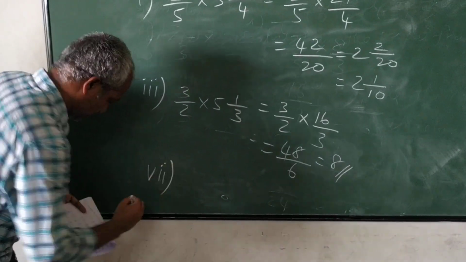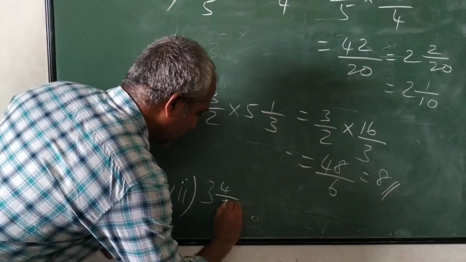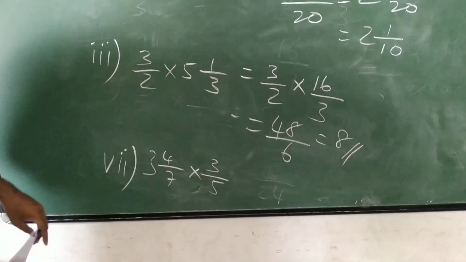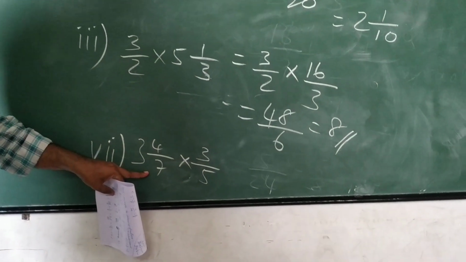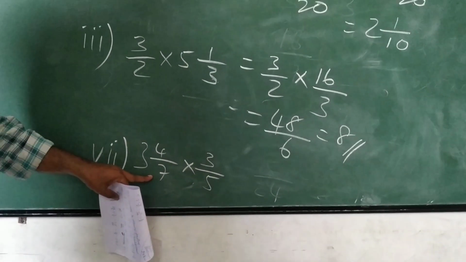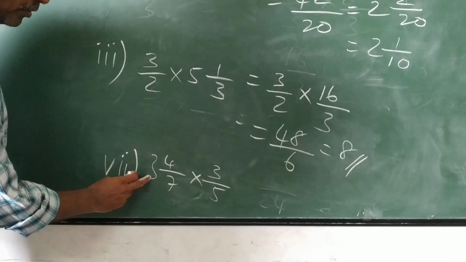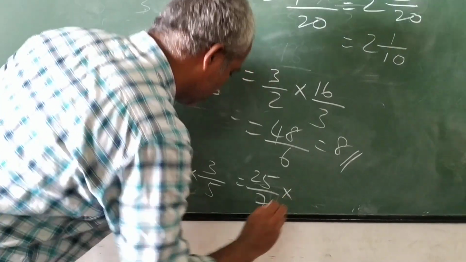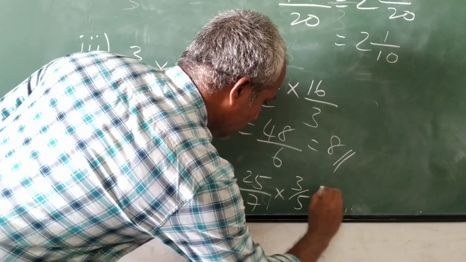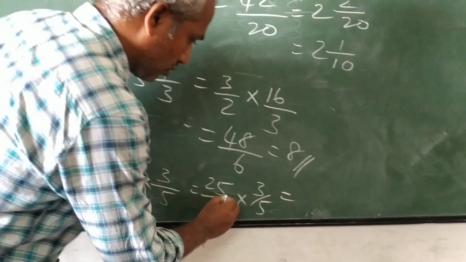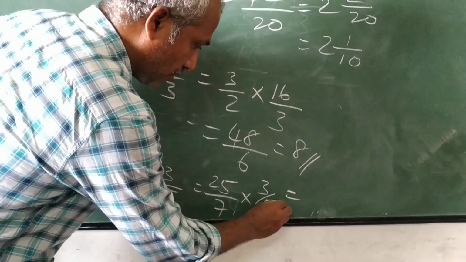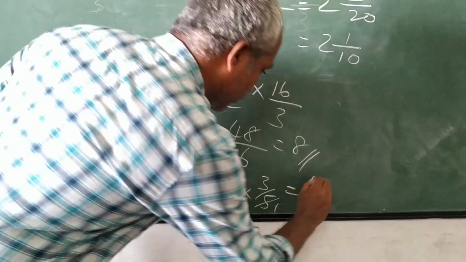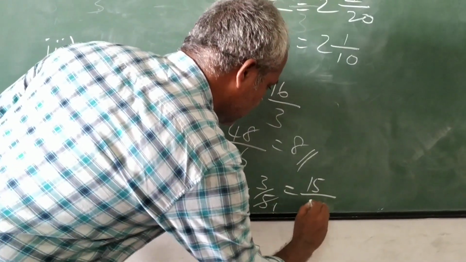Seventh one, 3 4 by 7 into 3 by 5. Now look at the first fraction. The first fraction is a mixed one. So we have to convert it into improper. 7 3s are 21, 21 plus 4, 25, 25 by 7 into 3 by 5. So now look here, 1 5s are 5, 5 5s are 25. 5 into 3, 15, divided by 7 1s are 7.